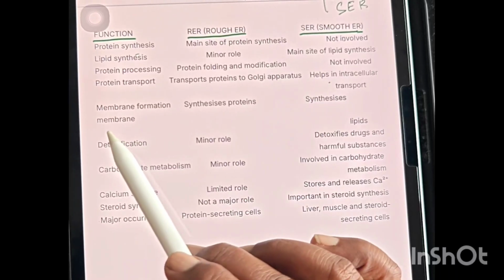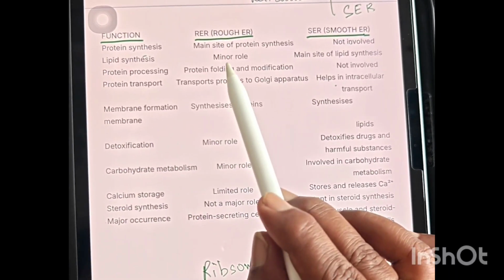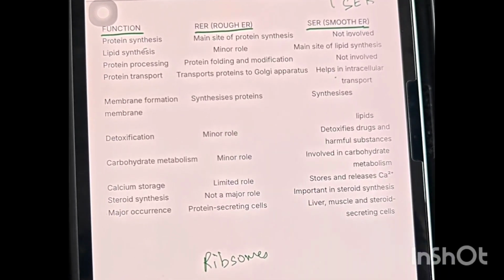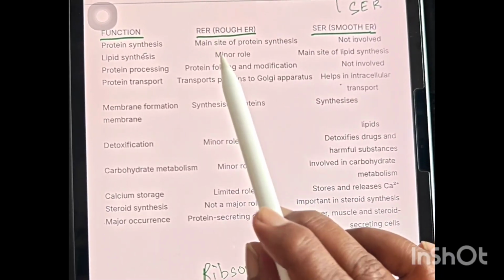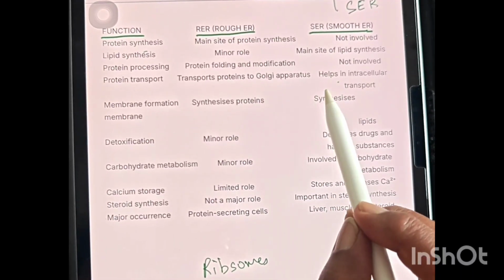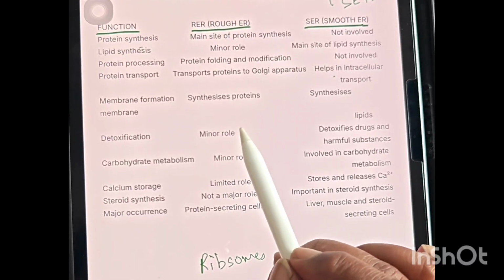Next is membrane formation. During new cell formation, when the daughter cell is being produced, the rough endoplasmic reticulum helps in the synthesis of protein, while smooth endoplasmic reticulum helps in the synthesis of the membrane.